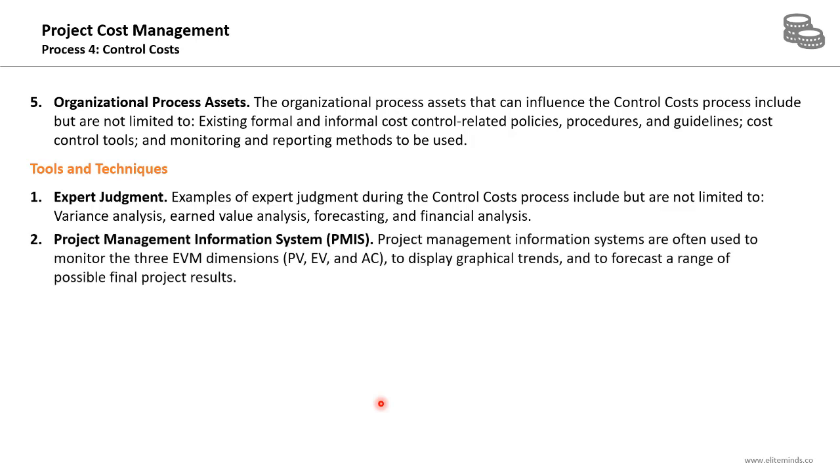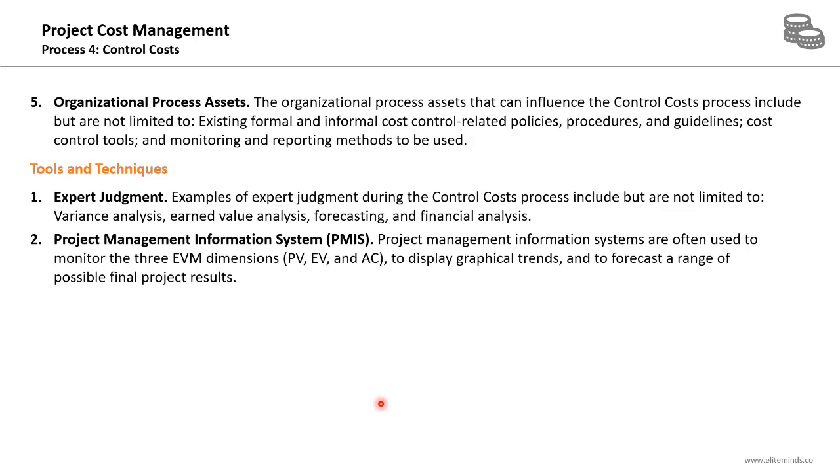The project management information system, or the PMIS, is often used to monitor the 3 earned value management dimensions, which we will cover now: the planned value PV, the earned value EV, and the actual cost AC.